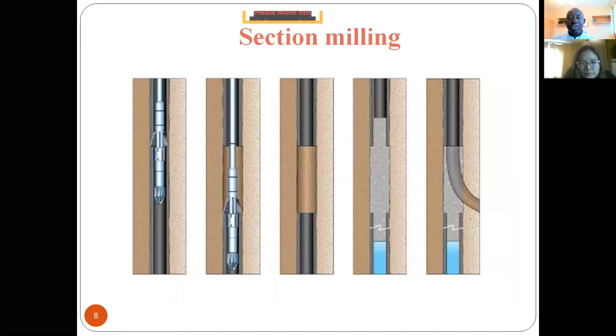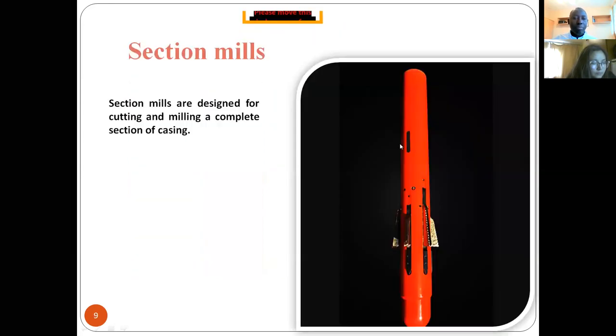The next type of sidetracking is section milling. In the section milling operation, the entire section of a casing, from coupling to coupling, is completely cut out. In this operation, we use special cutting mills.